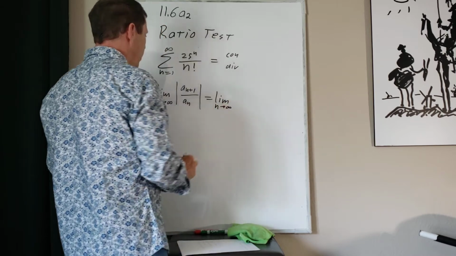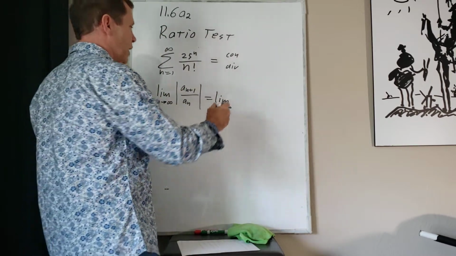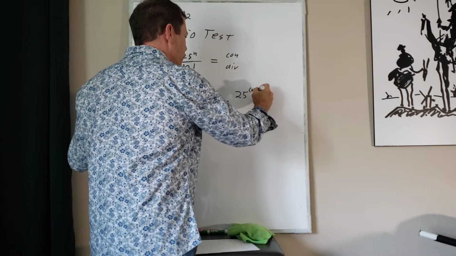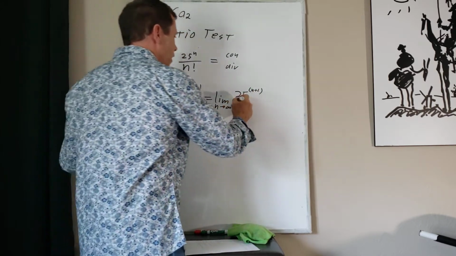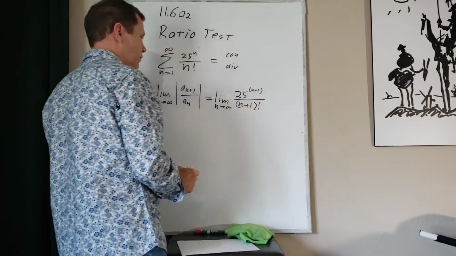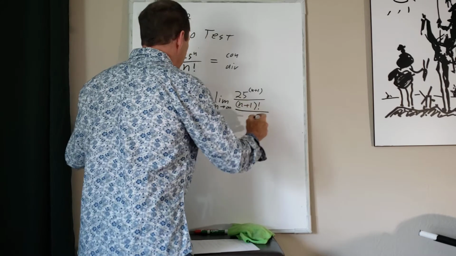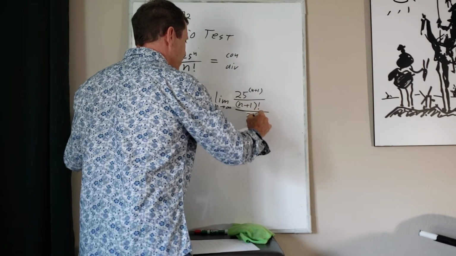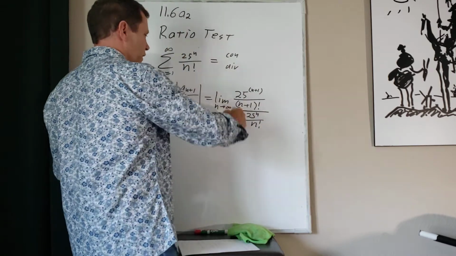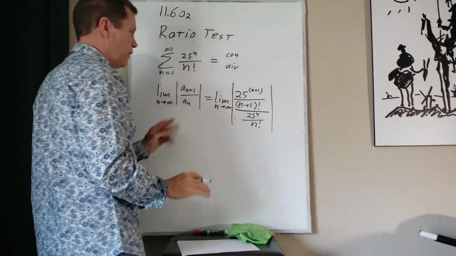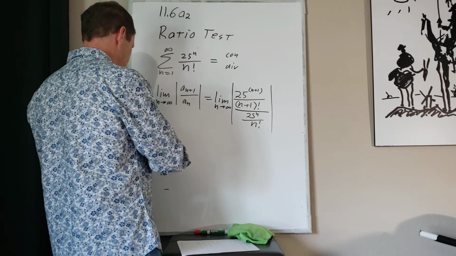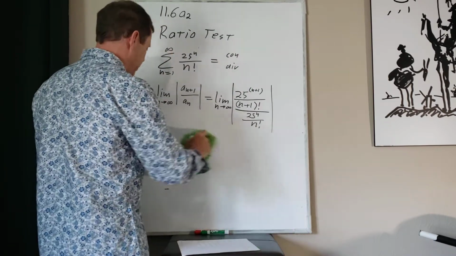So let's look at this. What is a_(n+1)? Okay, well that's going to be 25, use parentheses, to the n plus 1 over (n plus 1) factorial. Then I've got to divide that by 25 to the n over n factorial. And again, it's in absolute values, but everything's positive, so I can drop the absolute values. Okay, so this is going to equal the limit.